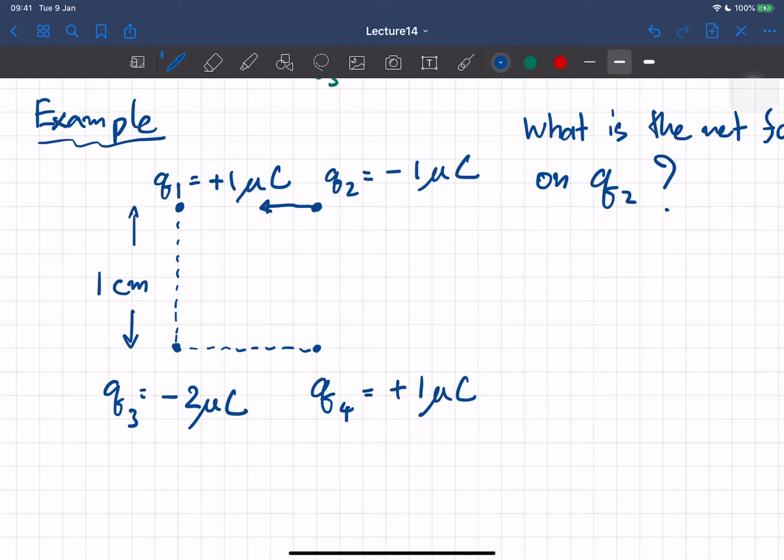So what should I label this one? This one is F on 2 by 1. So it's going to be F21, right? It's pointing that way because they are attracting each other, 1 and 2.